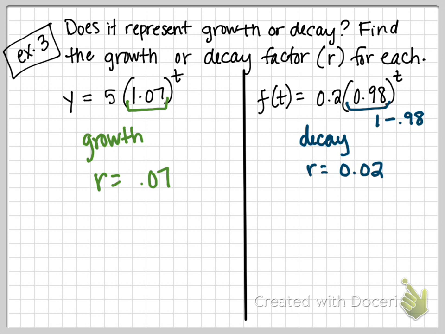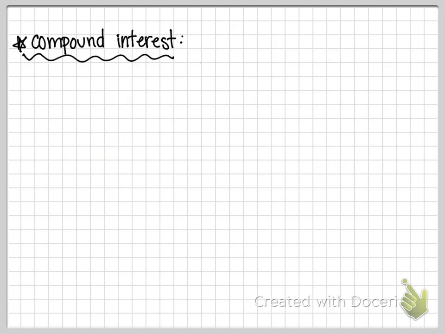So this is a 2% rate of decay, right? Does that make sense? Decay is more difficult to see. You have to actually think about it a little bit. Growth is easy. You just look at how much bigger it is than 1. But decay, you have to subtract it from 1 to find your rate. Okay? All right, let's look at another example.